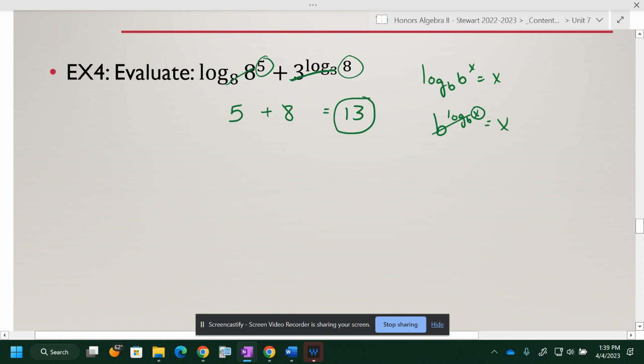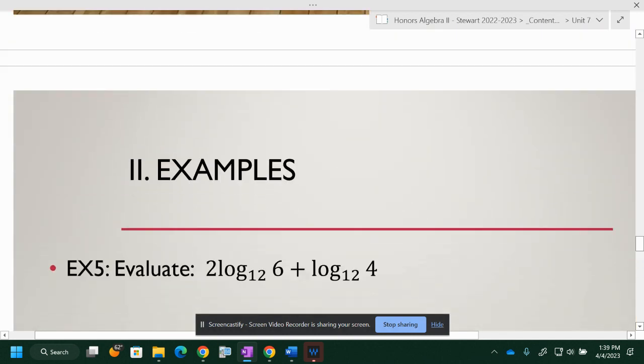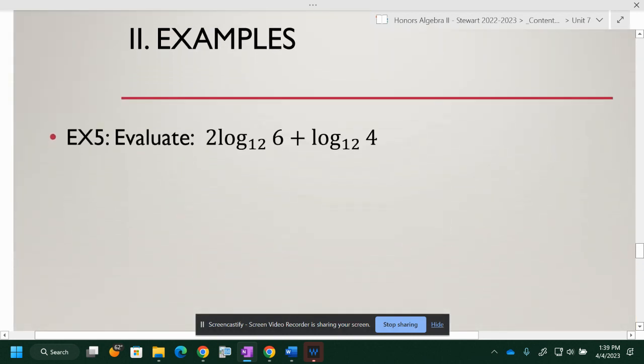No. So I think what Murphy was kind of talking about is why didn't we do something like this and make it look like this? It's because this is an exponent. This is a log, and they're not the same. If their bases are the same, we can do that, but if they are different, then we can't. All right, moving to example number 5.